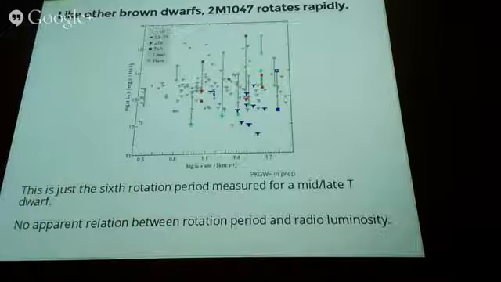And there's no apparent relation between the rotation period and luminosity, clearly, which is interesting, because there's some data from the X-rays that you may be reaching a supersaturation region in the rotation-activity relationship when you look at the coolest objects that you can detect in the X-rays, but we don't see that in the radio.